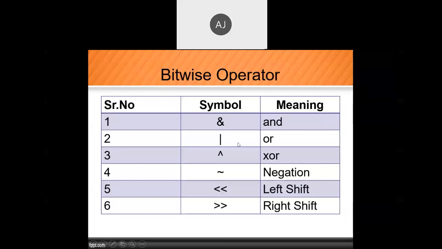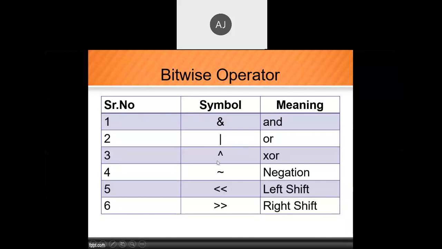In the OR operation, at least one side, either the first side or the second side, must have a 1, like 1 0, 0 1, or 1 1. In that case we get the 1, otherwise we get the 0.